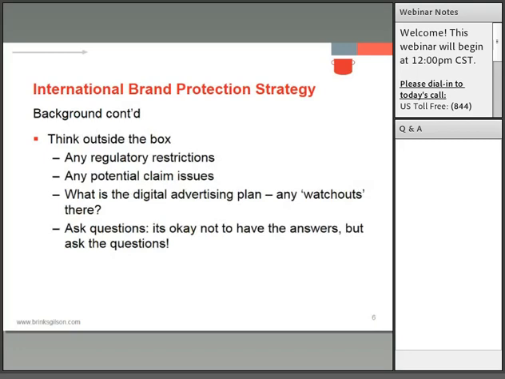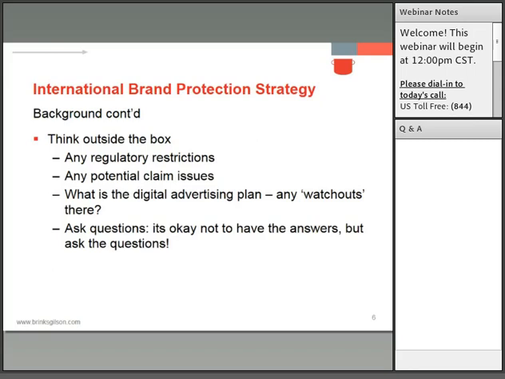Also, before launching a new brand and starting a clearance search, there are other considerations outside of pure trademark clearance and filing, such as regulatory restrictions on the product, potential claims that may be made about the product in advertising, or maybe claims about a competitor's product. You should also consider a digital advertising plan, specifically social media and watch outs. Are there any watch outs out there?